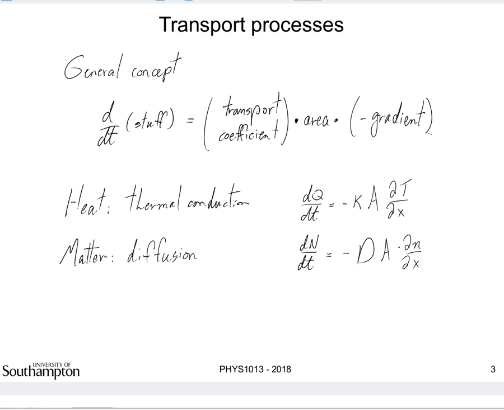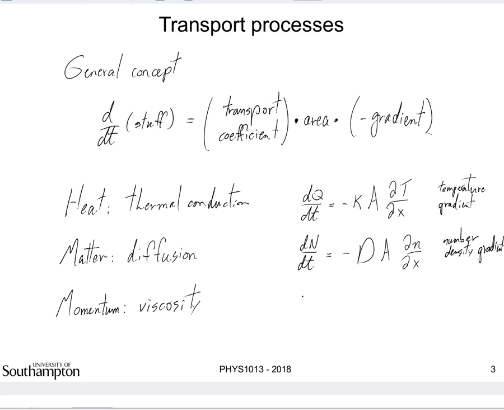This here, that's the number density, the gradient in the number density. So, temperature gradient. And here it's number density gradient. And then finally, there's another case where we can actually transfer momentum. Okay? And in this case, what we're talking about is viscosity.